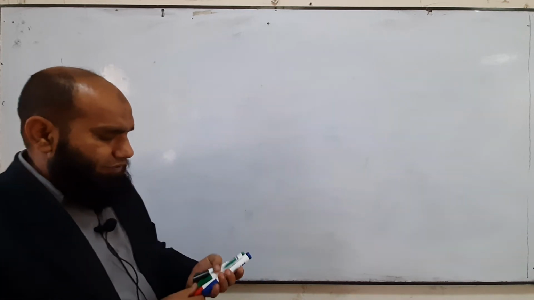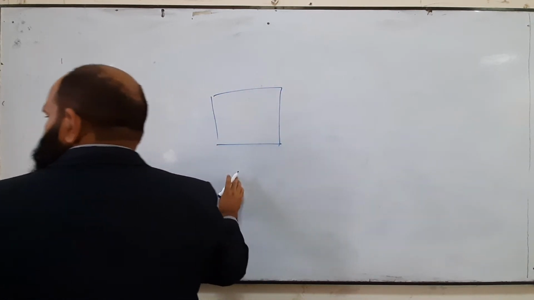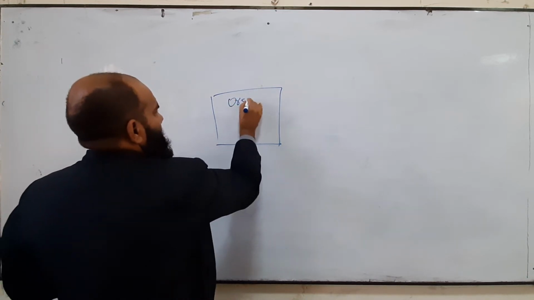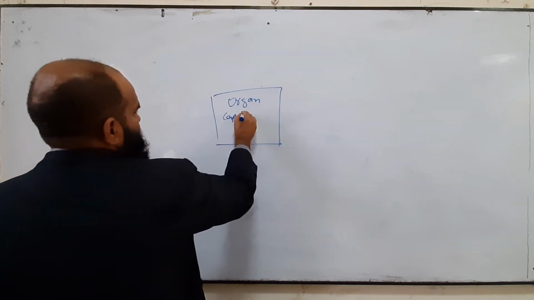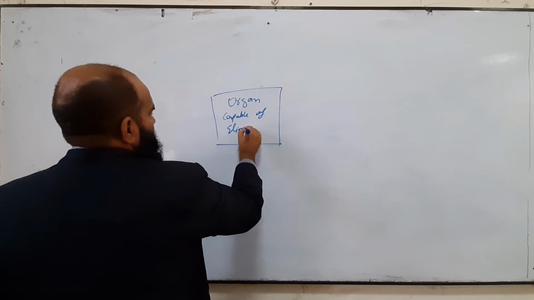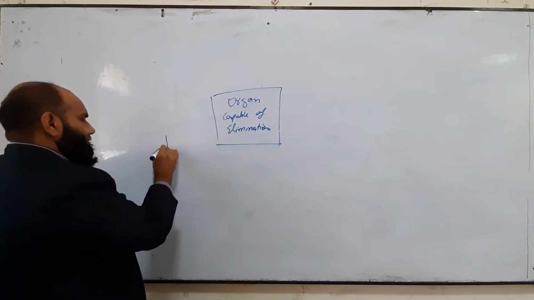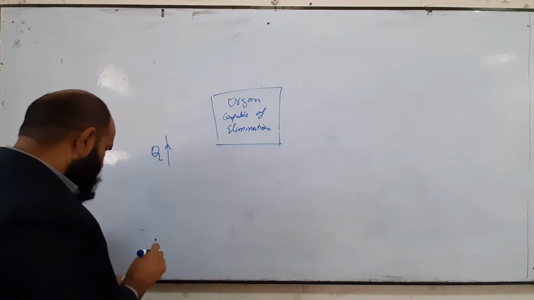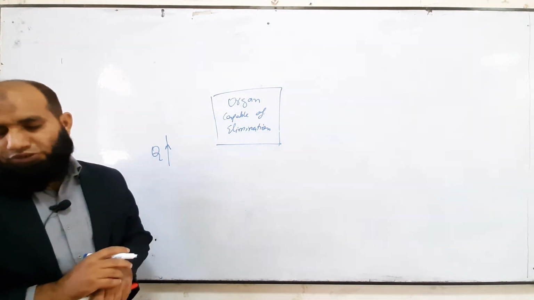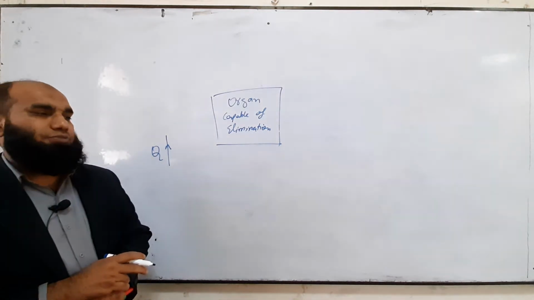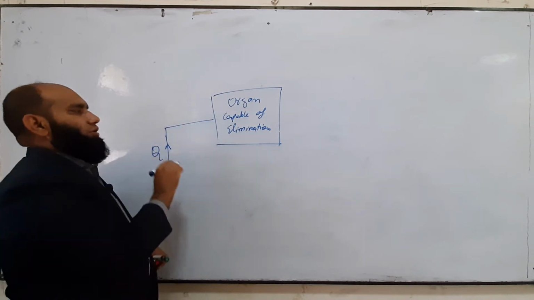Okay, we will move towards the concept of the organ. For example, we are discussing organs which have the property of elimination, organs capable of elimination. What will we study? We will assume that this is Q, the flow rate or our cardiac output, which is our blood circulation or plasma volume, which is approaching the organ.